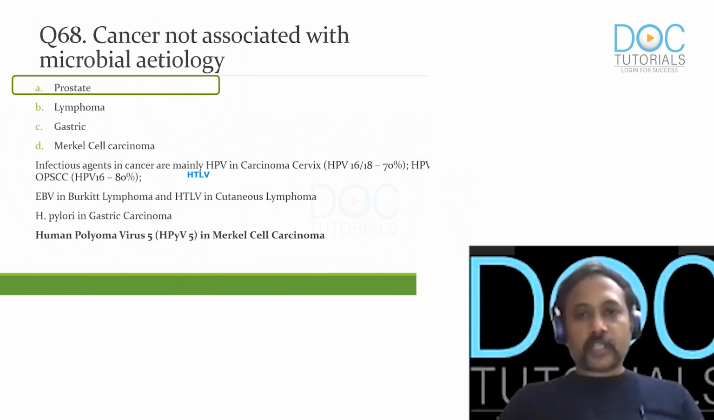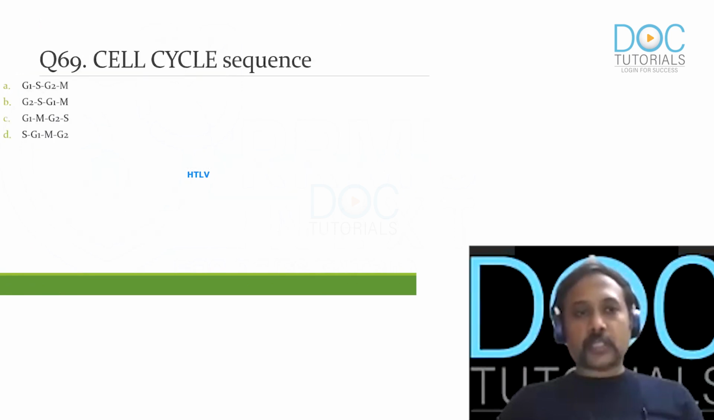You got your infectious agents like HPV in carcinoma of the cervix, HPV in oropharyngeal cancer. You got Burkitt's lymphoma associated with EBV, HTLV in your cutaneous lymphomas, H. pylori in gastric carcinoma and also in your MALT lymphomas, and human polyomavirus, HPyV5 as it is called, in your Merkel cell carcinoma. So these are all involved in your viral carcinogenesis. Okay.